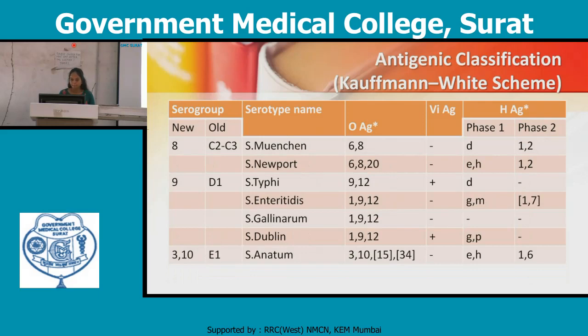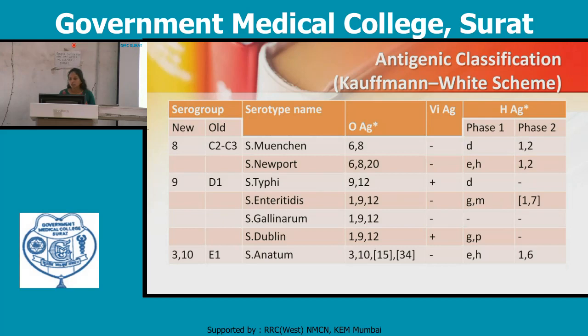In new classification, serogroup 8, old is C2 to C3. Serotype name is S. Bovismorbificans. O antigen is 6, 8. Vi antigen is absent. H antigen phase 1 is d. H antigen phase 2 is 1 and 2. Serotype S. Newport has O antigen 6, 8 and 20. Vi antigen absent. H antigen in phase 1 is e and h. In H antigen phase 2 is 1 and 2.